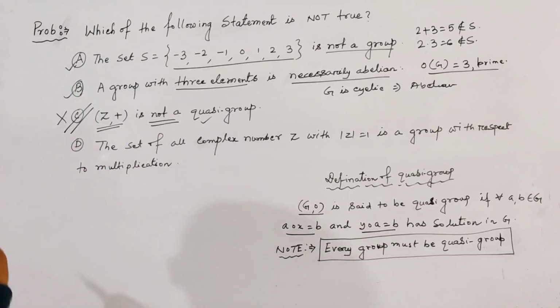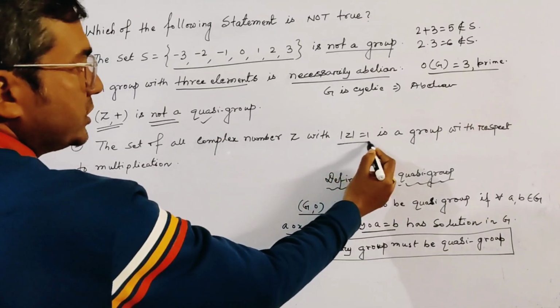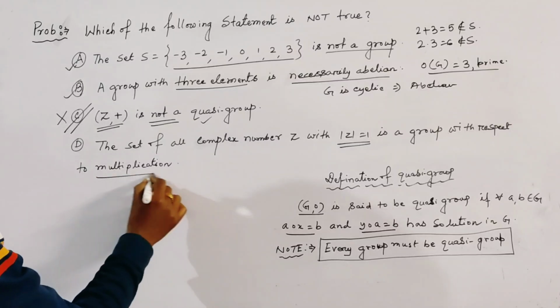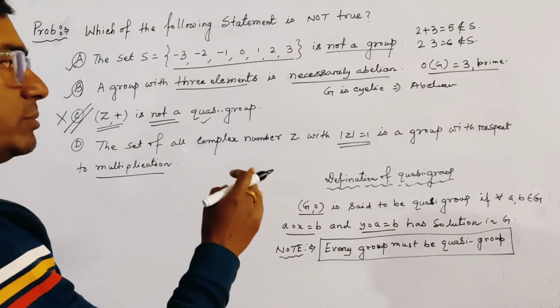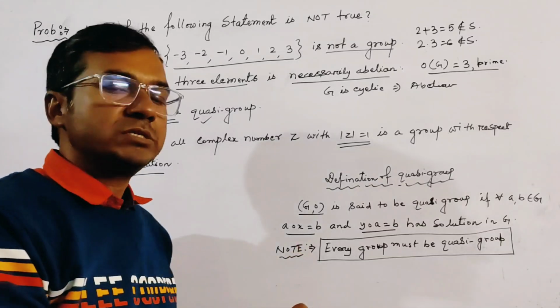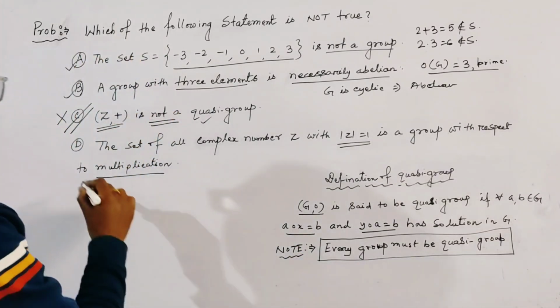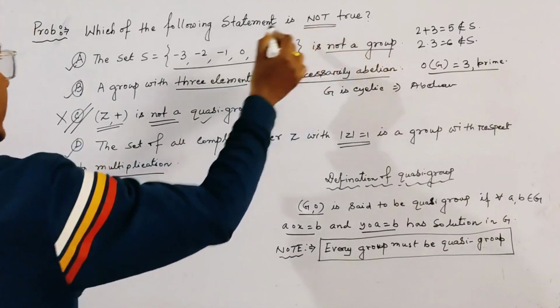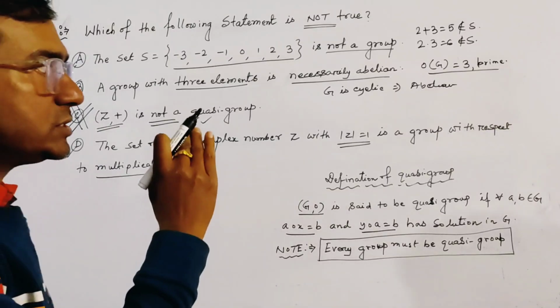And we see the last option, the set of all complex numbers z with mod z equal to 1, is a group with respect to multiplication. It is obviously correct, because we know that all the complex numbers with unit modulus must form a group with respect to multiplication. So this is also a correct option. And the statement which is not true is only C, and C is the answer of this problem.